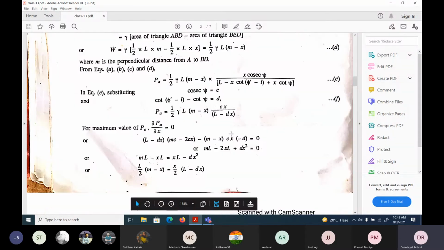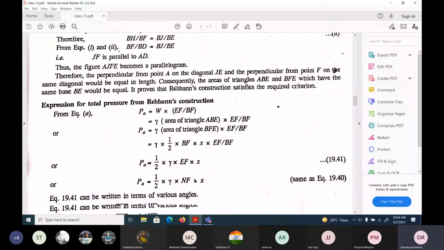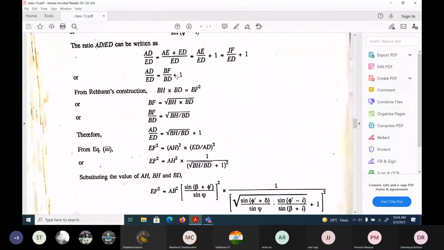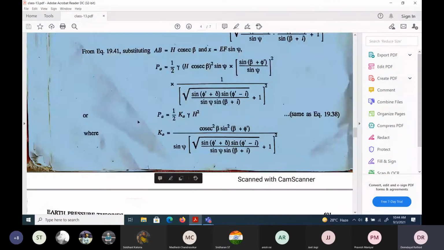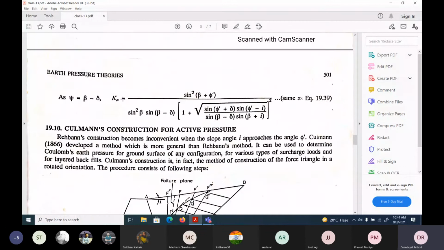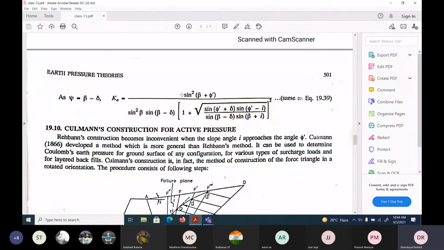Then finally, what I'm trying to tell, x and ml, like we have done last time, whatever value he gets is exactly like our Coulomb's theory: half into gamma h square Ka. This is the Ka value. At the end, this I am showing you. So this is the Ka, same as equation 19.33, same as the Coulomb's theory.